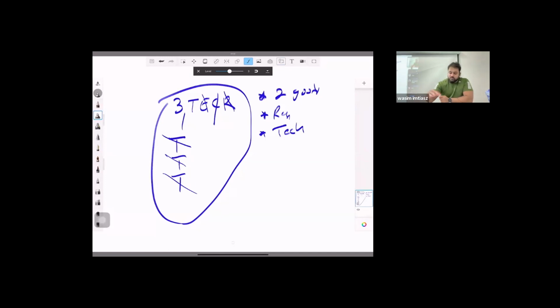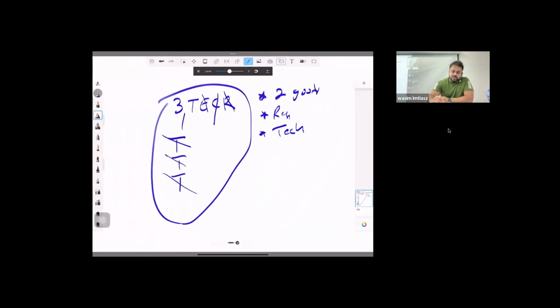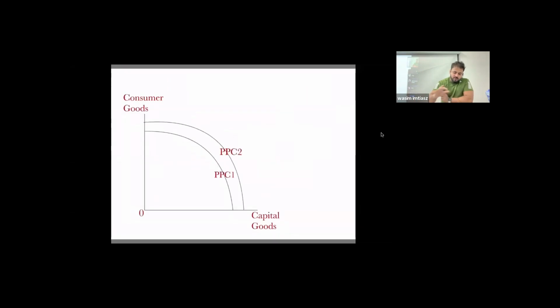You'll understand. So when you show on a PPC, guys, those are things what? The assumptions you make. What do you call them, guys? Assumptions. Next one. Now you are drawing a PPC, no? What do you call this? Capital goods and what, guys? Consumer goods.